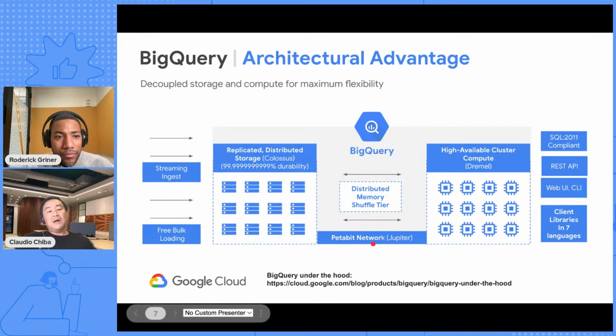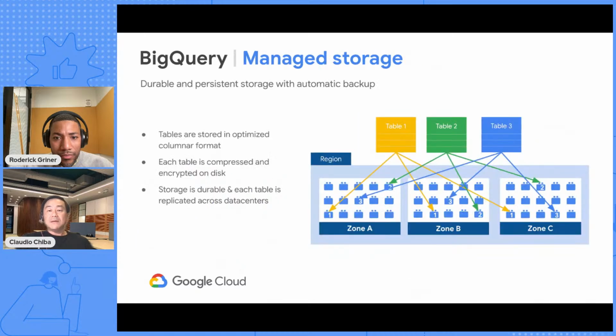In this architecture, storage is decoupled from computing. That is huge because you can independently scale components as needed. You have the BigQuery under the hood documentation at this URL, where you can see more details about that. Let's take a look at the managed storage, Colossus.